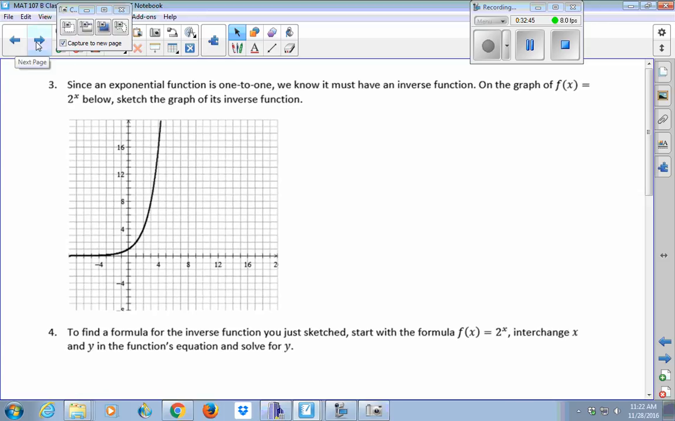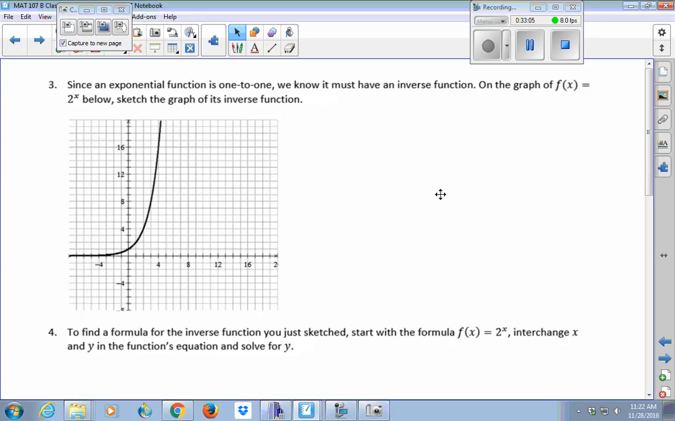Who knows? So let's see now where this all leads. If we come back to this picture of f of x equals 2 to the x, and I asked you to sketch, let's suppose you had no idea what the inverse function is, and I asked you to sketch the inverse function.